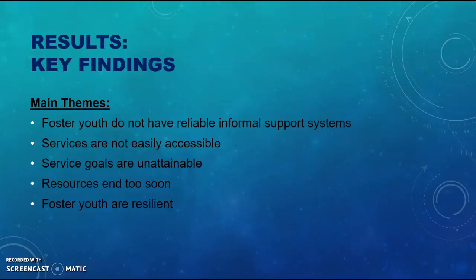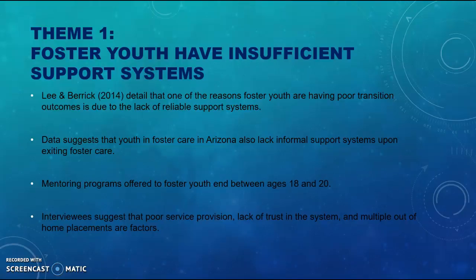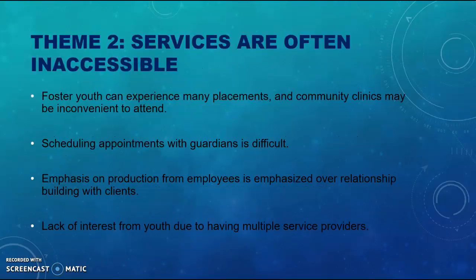I came up with 5 themes through the interviews, and some of them mirrored the literature that I found, and others were quite surprising. So the first theme was that youth have insufficient support systems, and this was one of the major themes in the literature review, so I was not surprised to hear that come up in interviews. The interviewees did mention that a lot of the mentoring programs ended early, about the same time that youth are aging out of the foster care system, and that youth who don't have these informal supports built kind of lost everything when the rest of the formal services fell out. And we'll talk more about that.